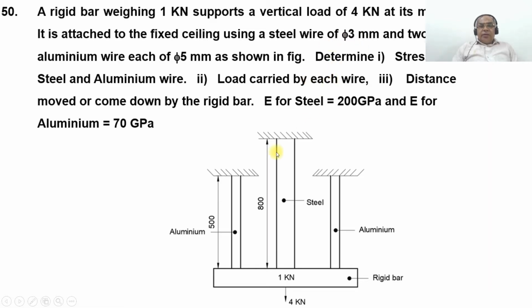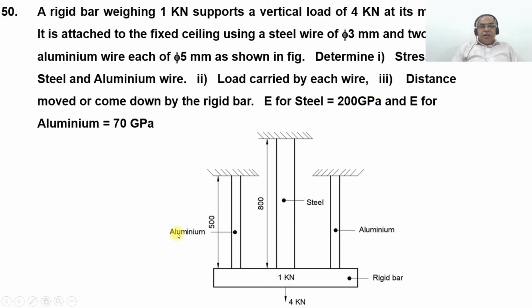So here we have a steel wire of diameter 3 mm and aluminum wires each of 5 mm. These two aluminum wires are fixed to the ceiling, and 1 kilonewton is the weight of the rigid bar, over which 4 kilonewton is acting at the midpoint. Determine the stress in the steel and aluminum wires, and the load carried by each wire.